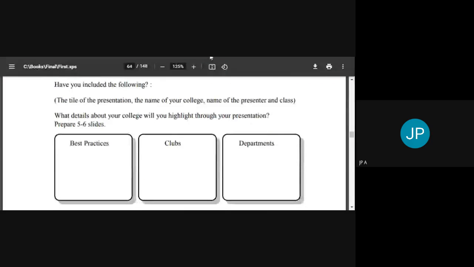So we can include these things. Okay, so what are the details that we can include? We can highlight through your presentation. So some examples are given there. That is, you can talk about the best practices that we have. So we have a lot of systems we have introduced in our college which are different from other polytechnics. So we can mention all those things.